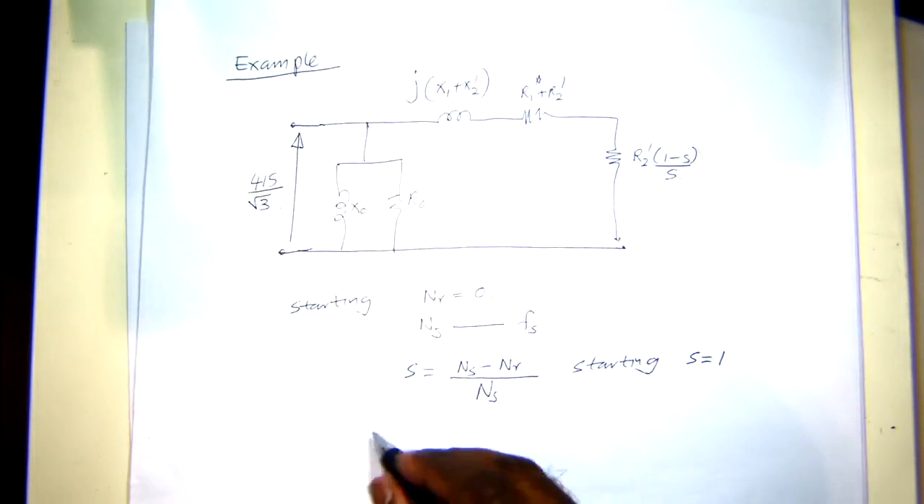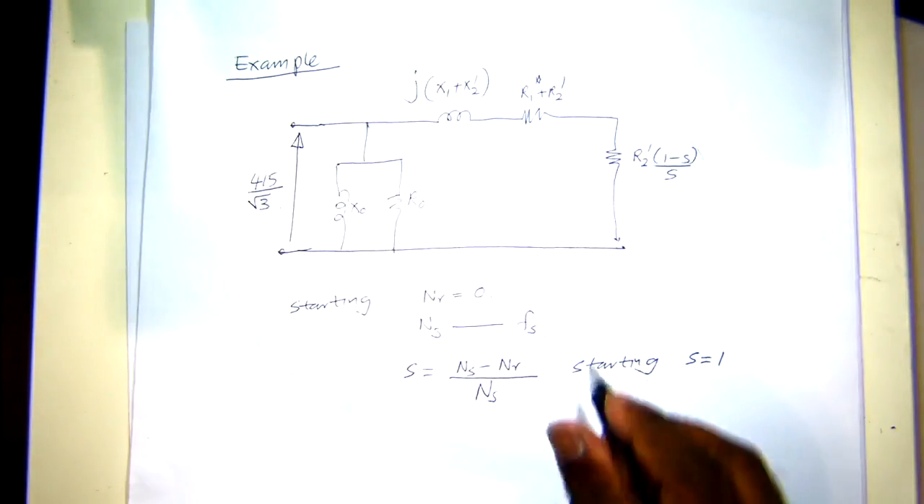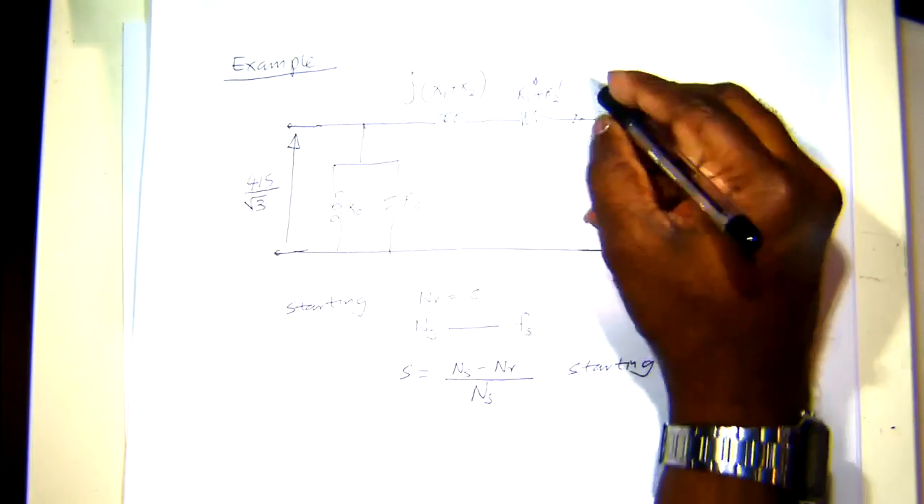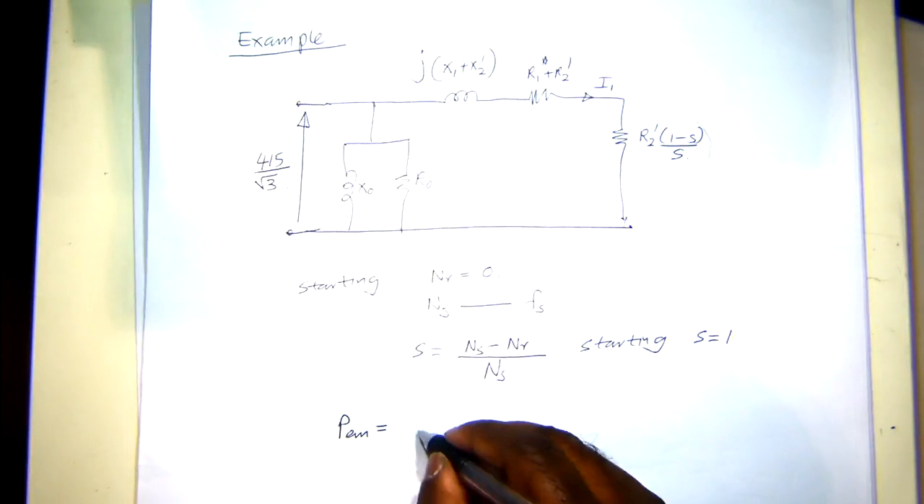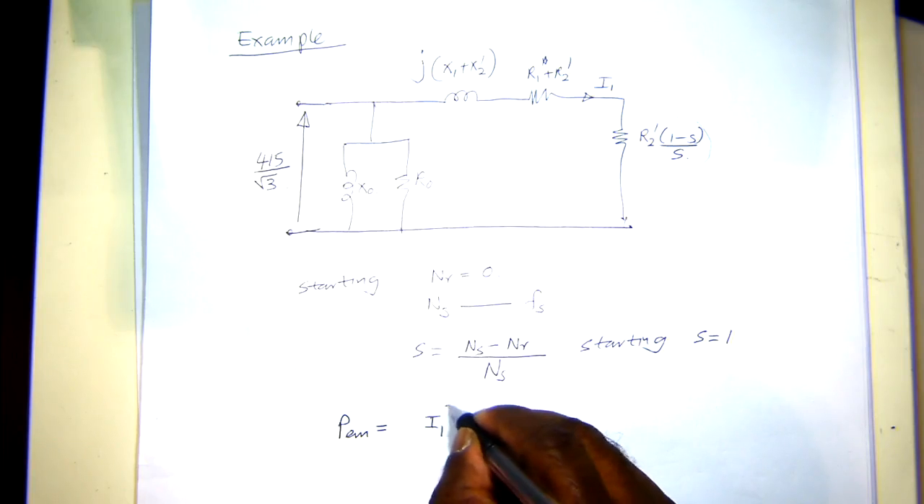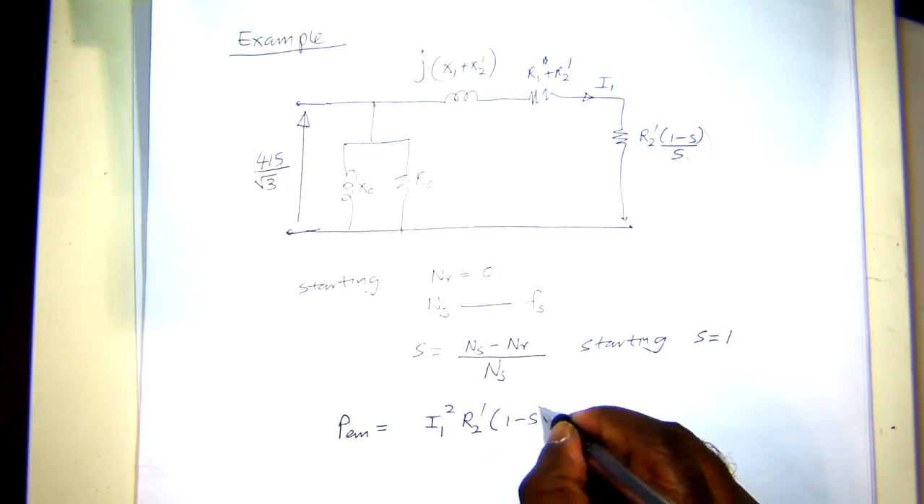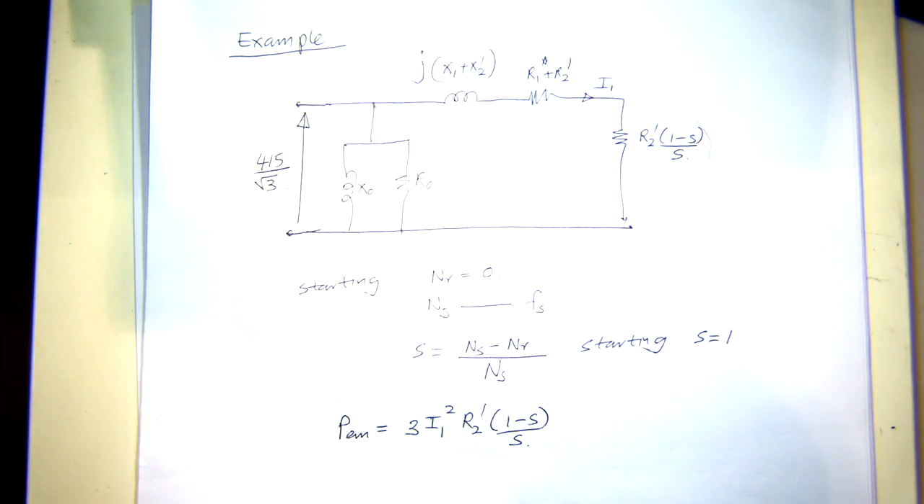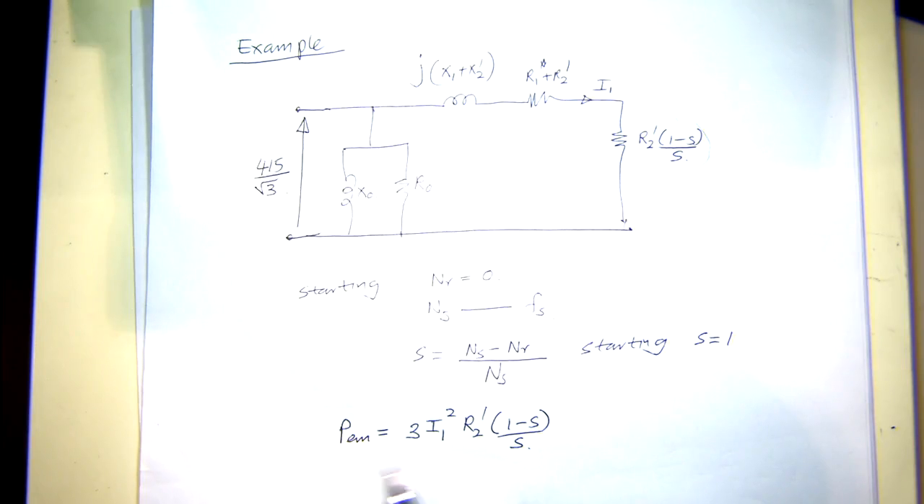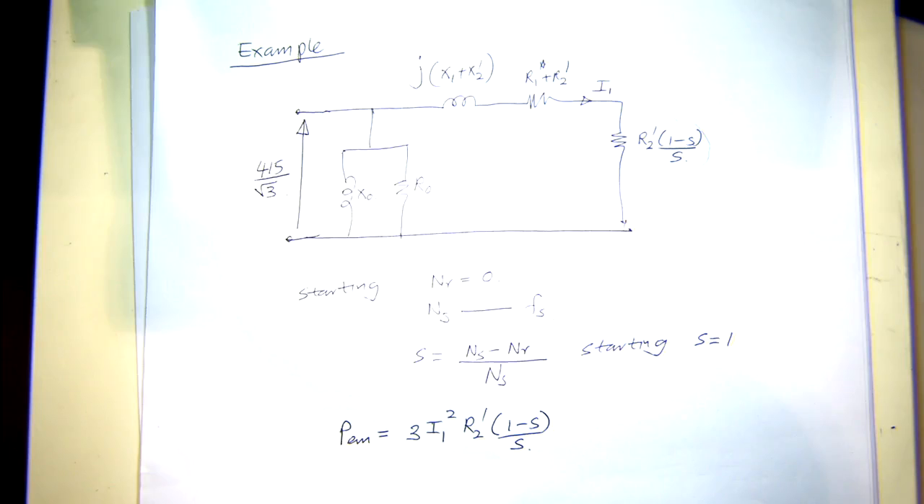So if we look at the electromechanical power that the motor is going to produce, let's say you have a current in this branch I1, so we can write the electromechanical power as I squared R, so that's I1 squared R2 prime (1 minus S) over S. Since you have 3 phases, we multiply this by 3 as well. So this is the electromechanical power equation. If you consider this for the starting condition S equals 1, the electromechanical power turns out to be 0. So this equation doesn't give you the electromechanical power. It says it's 0. But then we need to find torque.